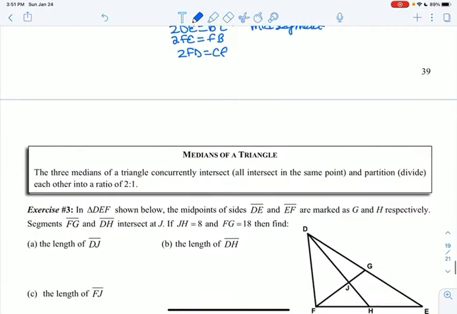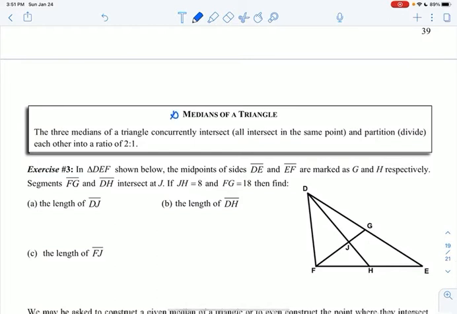Okay, so medians of a triangle. Here's the rule right here on that next page. The 3 medians of a triangle concurrently intersect. That means they all intersect at the same point, and it partitions or divides each other into a 2-to-1 ratio. All right, so they are in a 2-to-1 ratio.